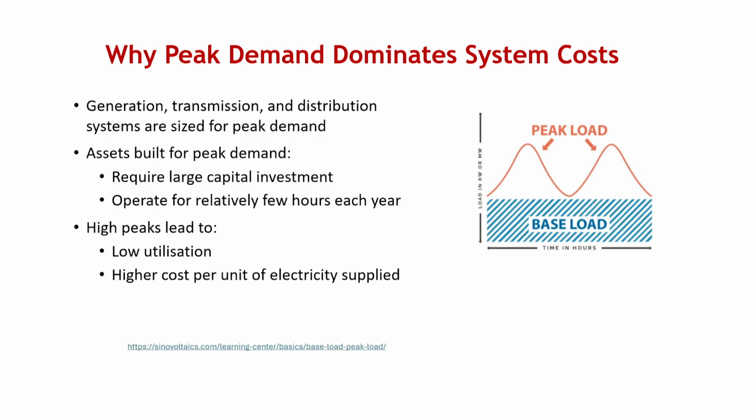And why does peak demand dominate system cost? As I was telling you, our generation, transmission and distribution have to be all designed around the peak power, because we require peak power to be met. We don't want only average power to be met. Since we want peak power to be met, all our system designing happens around it.